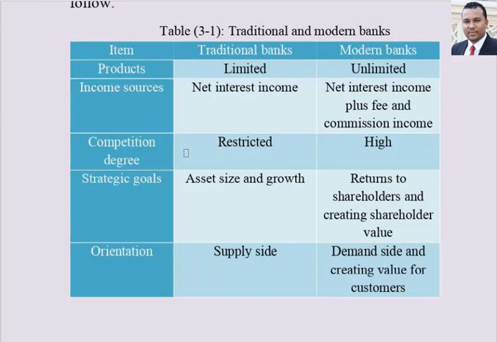Income sources for traditional banks: we talk about the net interest margin, or the interest rate on loans minus the interest rate on deposits. But in the case of modern banks, yes, the same net interest, plus commissions and fees from other services. Competition is restricted in the case of traditional banks because of high regulation, but competition is high in the case of modern banks because of softer or lower regulations.